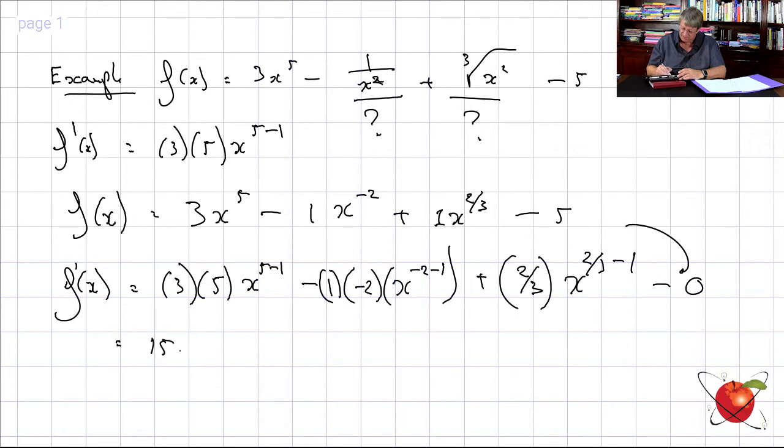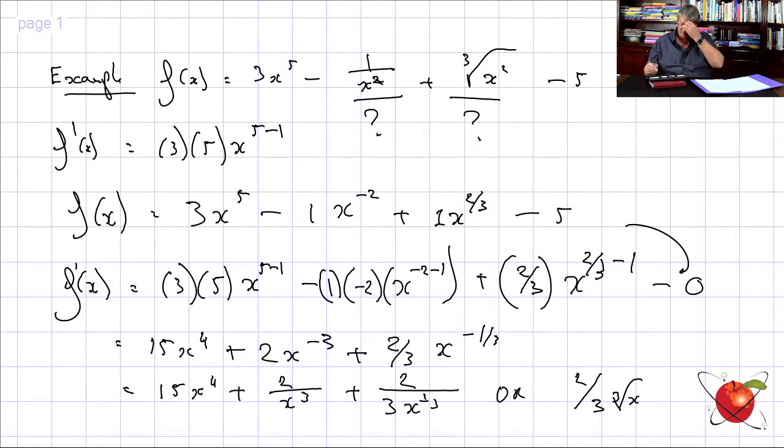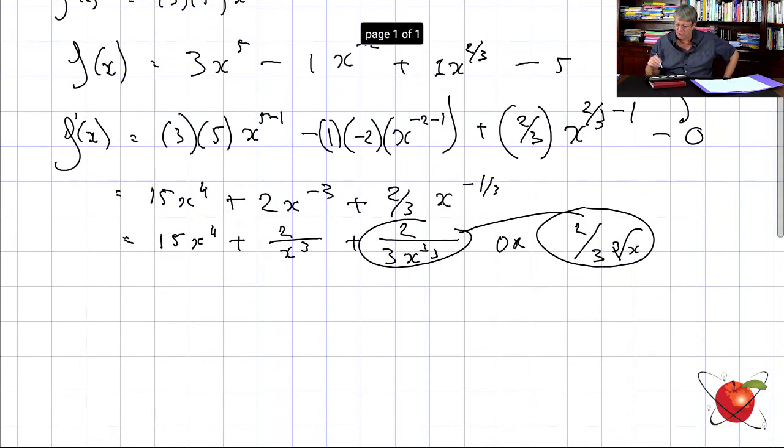That gives us 15x to the 4, minus 1 times minus 2 is plus 2, x to the minus 3, plus 2/3 x to the 2/3 minus 1, which is minus 1/3. So we get 15x to the 4 plus 2 over x cubed plus 2 over 3x to the 1/3, or you could write that as 2 over 3 times the cube root of x. That and that are the same thing. We can write it in that fashion should we so choose.